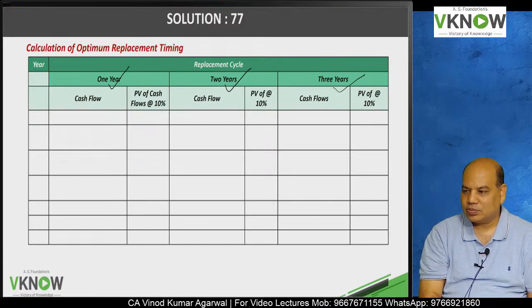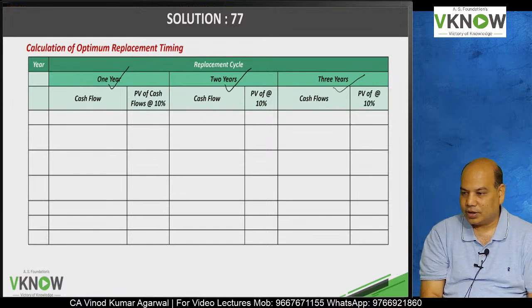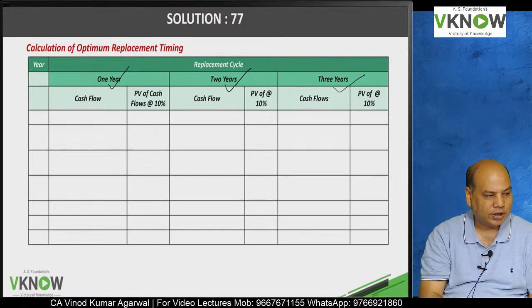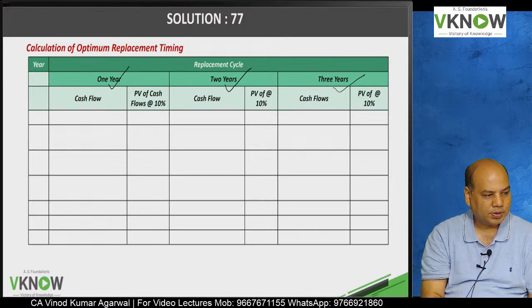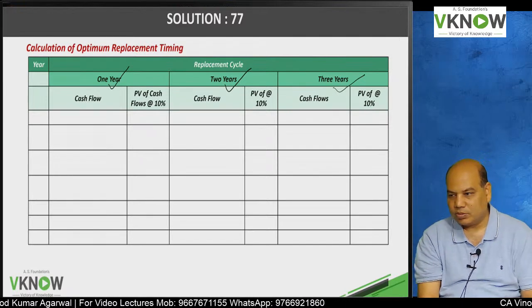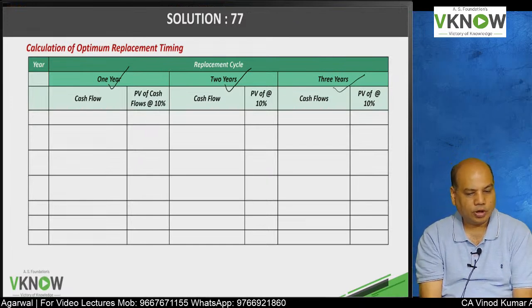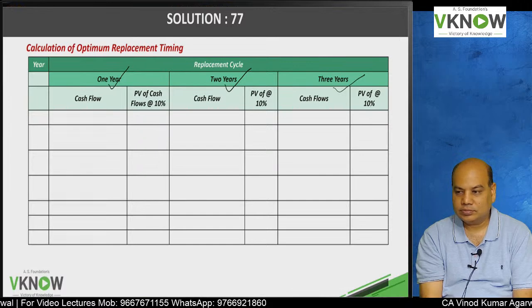Up to 2 years, up to 3 years you can fit in 1 table, because if the number of years becomes 4, 5, it is difficult to fit in 1 table in a small space. So write down in 1 table only. Calculation of optimum replacement timing.